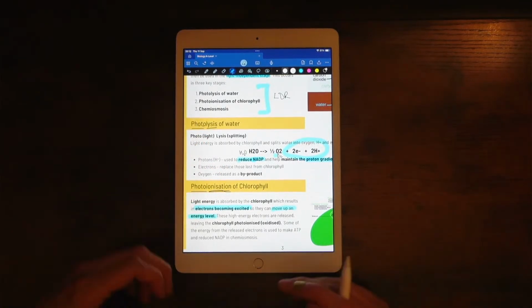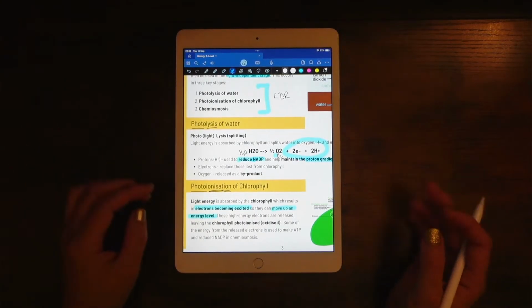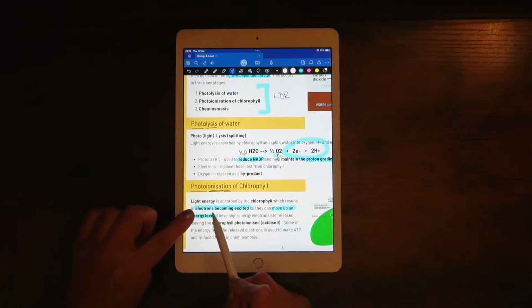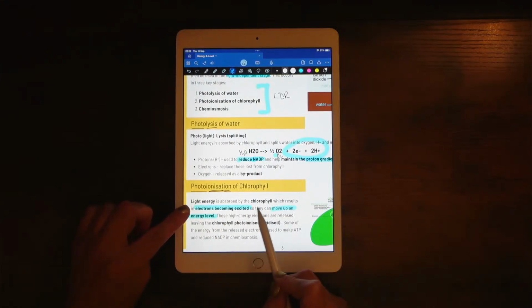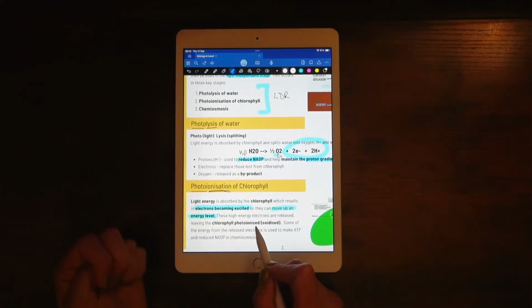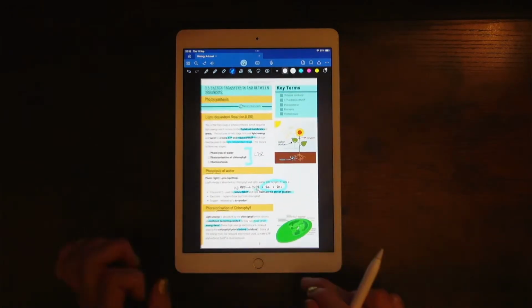So rather than just saying light energy is absorbed and that causes an electron to be lost, they wouldn't give you the mark for that. You have to say light energy is absorbed by the chlorophyll. That causes the electrons in chlorophyll to be excited and they raise up or move up an energy level, which basically means they've been lost from the chlorophyll. So that means chlorophyll is now ionized. So it's been oxidized because it's lost an electron.